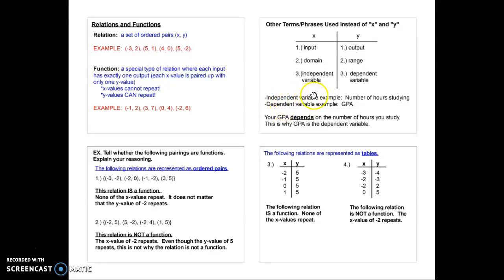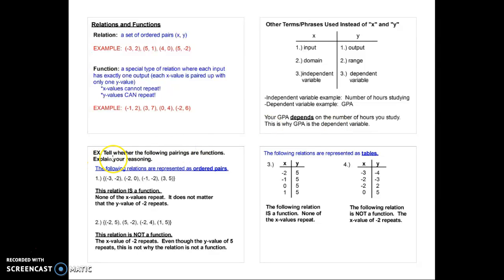Now, a couple examples here of independent and dependent variables. An independent variable example is your number of hours studying. Dependent then would be your GPA. So the more that you study, the better your GPA should get. So your GPA is dependent on how much you study. That's why it's the dependent variable, because that piece is dependent on the number of hours that you study. This is why it is the dependent variable.